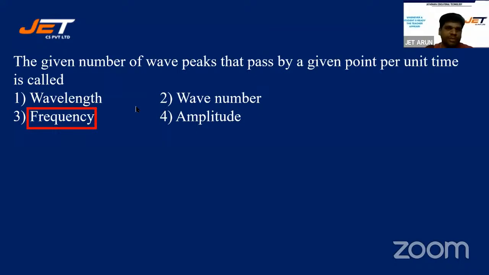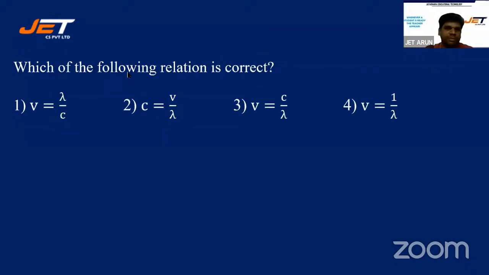All right, let's look at the next one. Which of the following relation is correct? Nu is equal to lambda by C. C is equal to nu by lambda. Nu is equal to C by lambda. Nu is equal to 1 by lambda. That's supposed to be frequency, students. Frequency. Frequency is equal to speed by lambda.